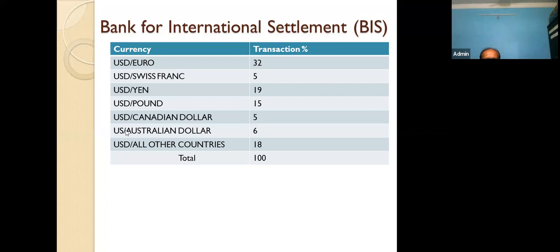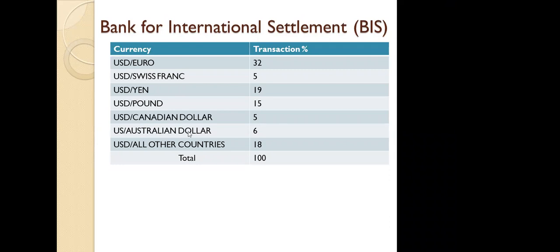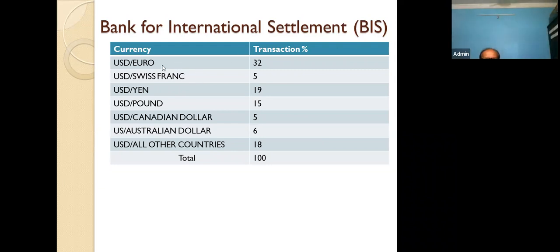Now, look at my cursor. Which currencies are involved in this pair? Can you tell me which are the two currencies involved in this? US and Australian dollar? No, US dollar and euro. So the BIS survey found that the US dollar and euro pair has almost 32% out of this 100% foreign exchange market. Out of 100%, the highest goes to US dollar and euro, 32%.